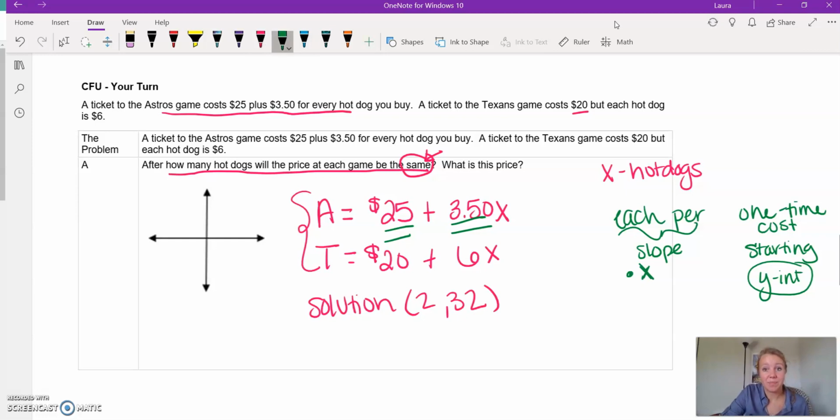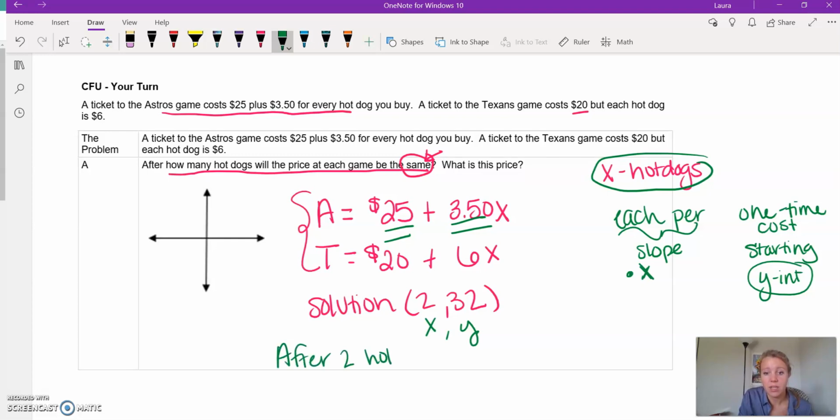But what does that mean? Well, you remember that an ordered pair is an X and a Y. Well, we said that X was the hot dogs. So what this means is that after 2 hot dogs, the price of both is the same.